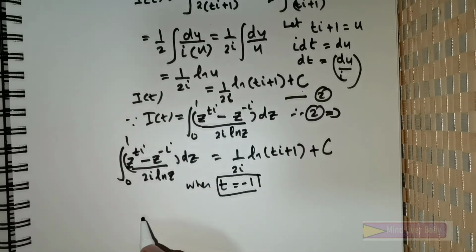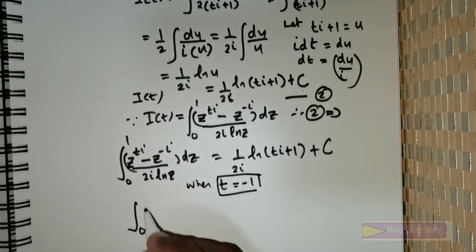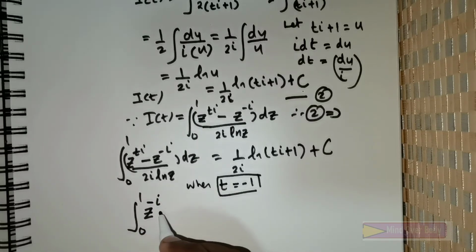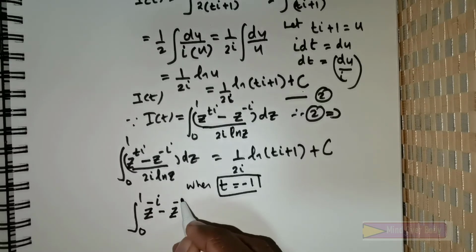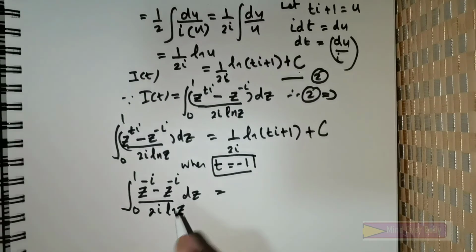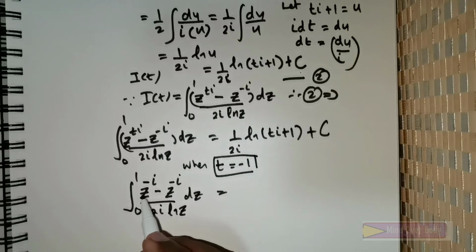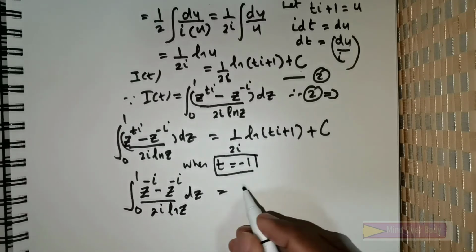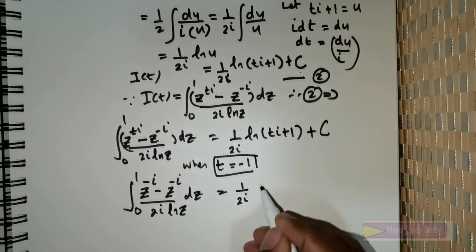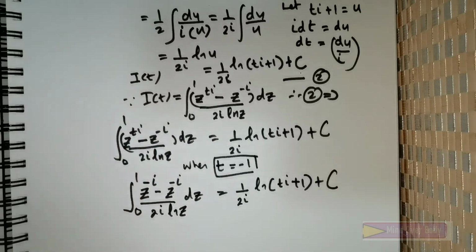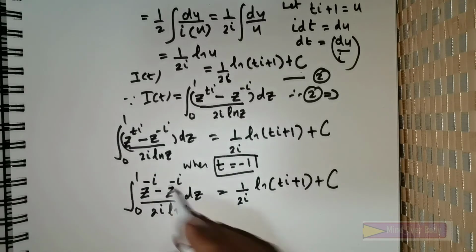When t is equal to negative 1, we get the integral from 0 to 1 of (z raised to the power i minus z raised to the power negative i) divided by 2 times i ln z dz. Right? Are you seeing it? This is positive z raised to the power i, and this is negative z raised to the power negative i. So on the right, it's going to be 1 over 2i ln of (t i + 1) plus the arbitrary constant c. So this would be 0.